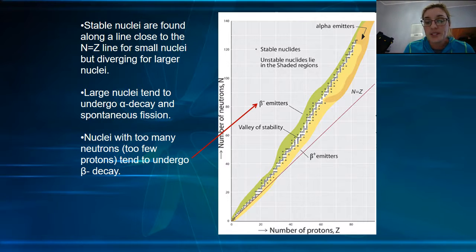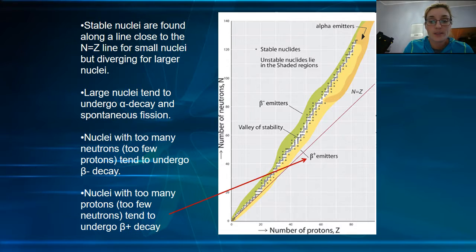Then we have the green section. The green section are the ones located above our proton and neutron line. These ones are going to be nuclei with too many neutrons, like they've got additional neutrons, and so they tend to undergo beta minus decay. If they have too few protons and too many neutrons, they want to convert one of their neutrons into a proton so that they can then be more stable. So that's called beta minus.